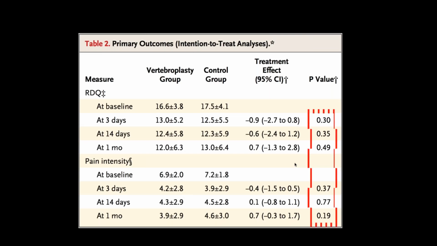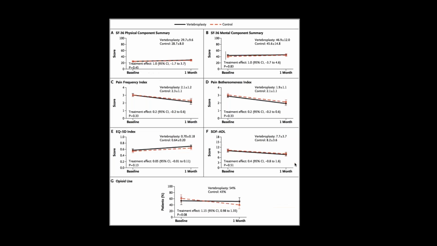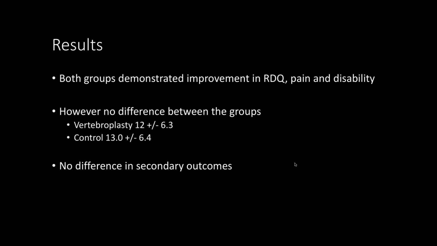So if you look at the data that they presented, you'll notice that there really isn't any significant difference between the vertebroplasty group and their control group, which is the sham group. And so this is on either the pain intensity score or this disability questionnaire. And it was at all of these time periods that they measured. The secondary outcomes also not significantly different between the two groups.